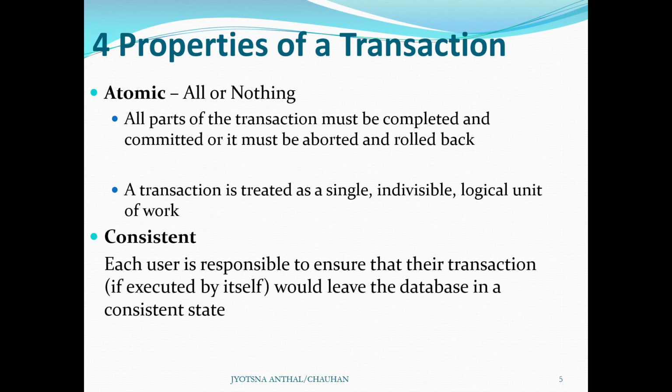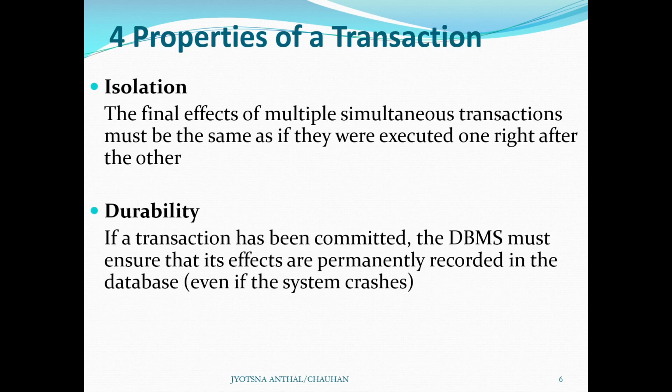So there are four major properties of a transaction. First is atomic, that is, either the transaction is successful or it is not successful. So atomic means it is all or nothing. Then consistent. Consistency means each user is responsible for ensuring that their transaction leaves the database in a consistent state. That means it should be updated the way it is required.